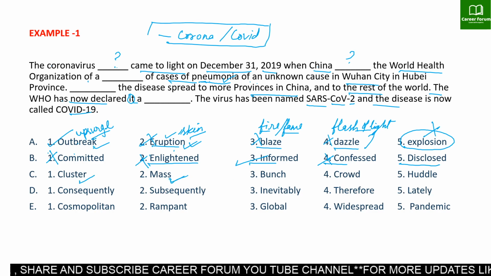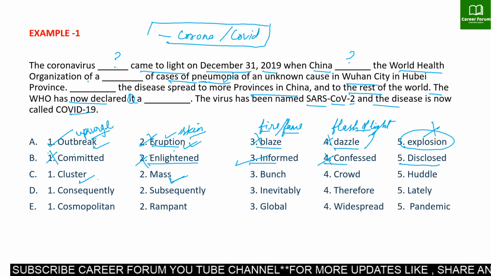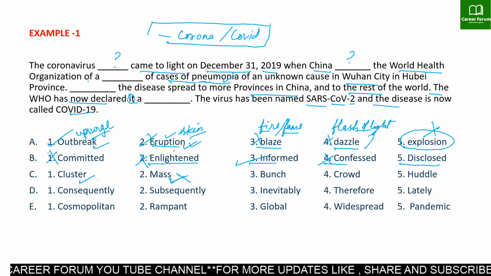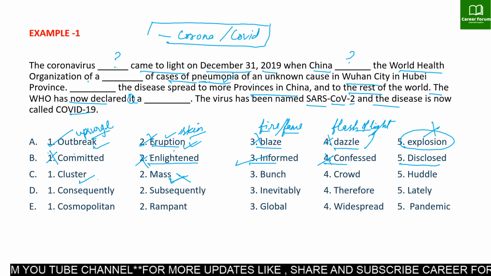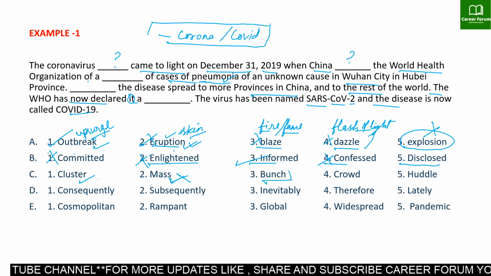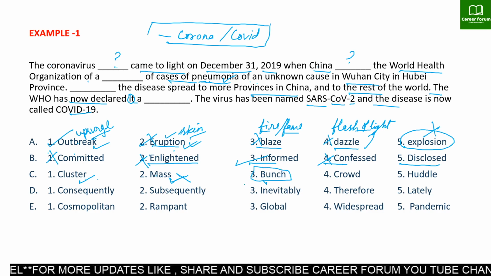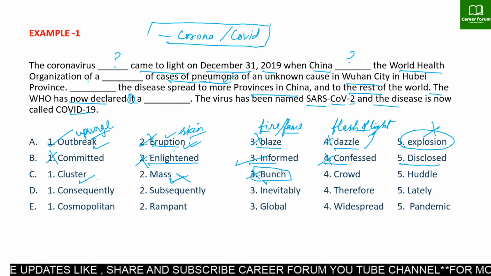Collection of cases? No. This word is a synonym, like cluster or group, but it is inappropriate here. We are not talking about masses of cases. We don't say mass of cases. Bunch is also a synonym, but remember, we need an actual word, not a synonym. Bunch of cases is not possible. We don't use this word.